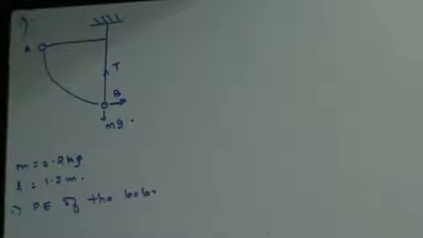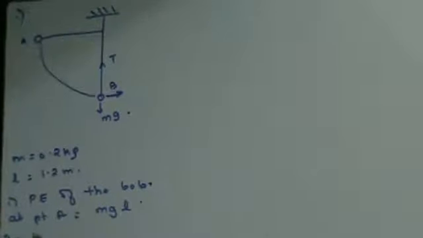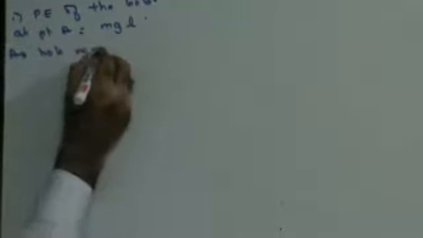Potential energy of the bob at point A. Potential energy is always given by the formula mgl. So, I'll come to know the potential energy. Now, as the bob moves from A to B, the potential energy is going to decrease and the kinetic energy is going to increase. Fine, do we get this thing here?